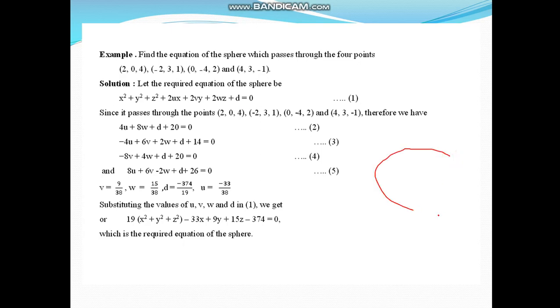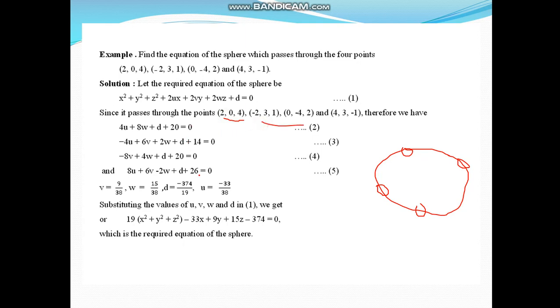So consider here a sphere, and let us suppose that this sphere passes through 4 points. So clearly the 4 points lie on the sphere. So definitely the coordinates must satisfy with all these four coordinates. So let us replace here x, y, z by these 4 points.